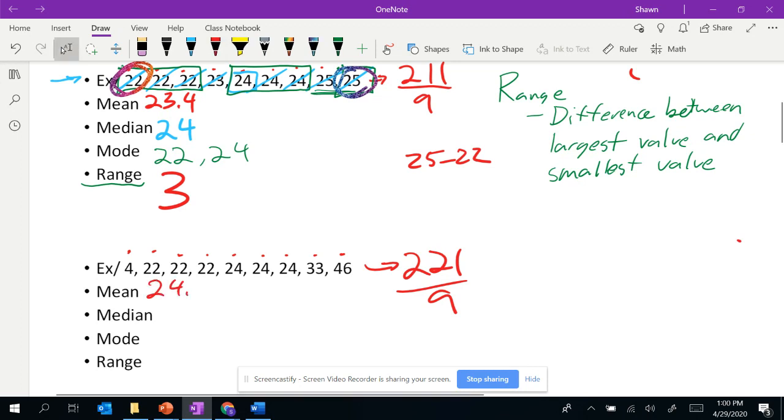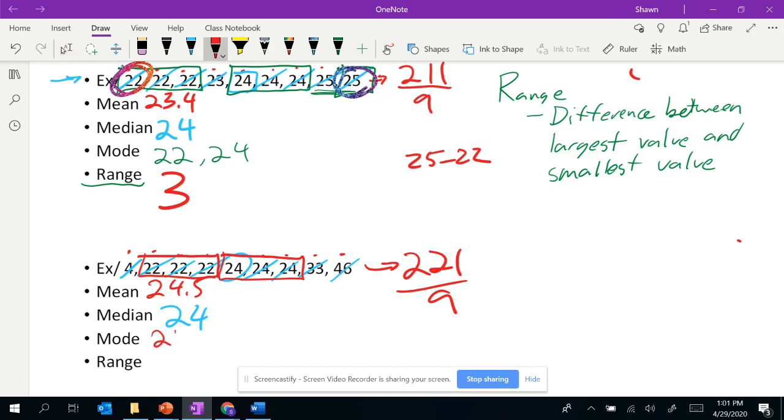And so the mean is 24.5. The middle number is 24. The most represented number, or in other words the one that we see the most, or the mode: 22 we see three times, and 24 we also see three times.